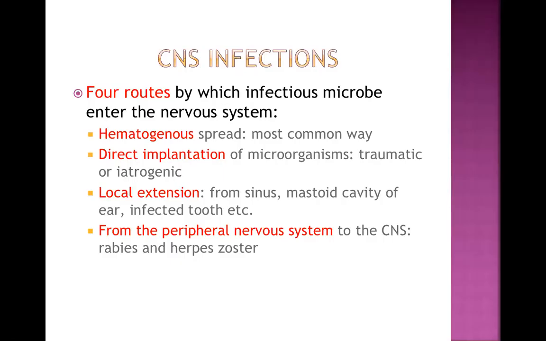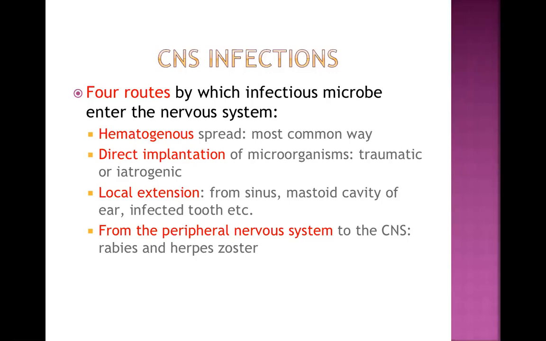Now, the first thing is how microorganisms reach the brain, or how they reach the central nervous system. There are four common routes by which infectious microbes enter the nervous system. The most common one is hematogenous spread, or through the blood.